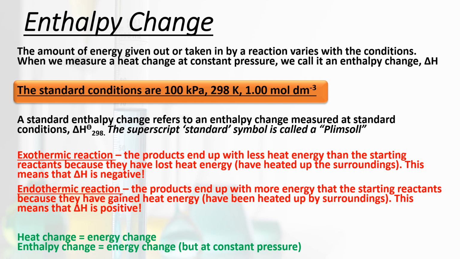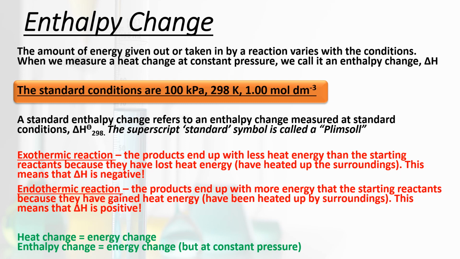And what this actually means is that our delta H, our enthalpy change, is negative. It's showing that we've lost heat energy. So the delta H refers to the enthalpy change of the system, the actual chemical entities that we're dealing with. And so in an exothermic reaction, we lose heat energy from our system. Delta H is negative.